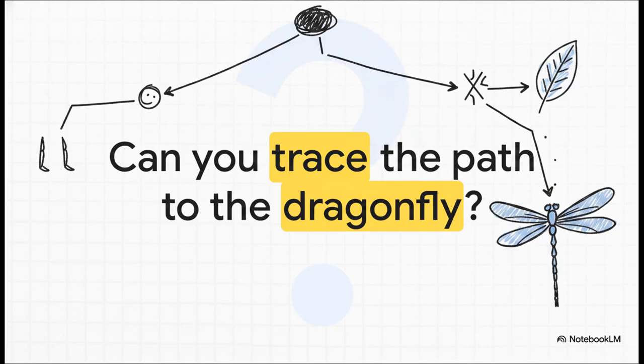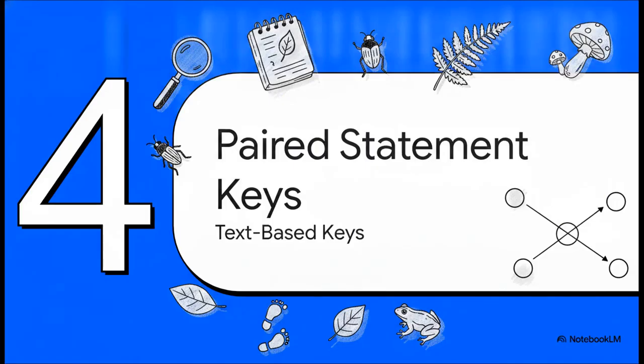No, it's an insect, so it has exactly 6. Follow the no branch. Does it have 4 wings? Yes. And boom, you've just positively identified a dragonfly using binary data sorting. How cool is that? Moving on to Section 4, decoding paired statement keys.